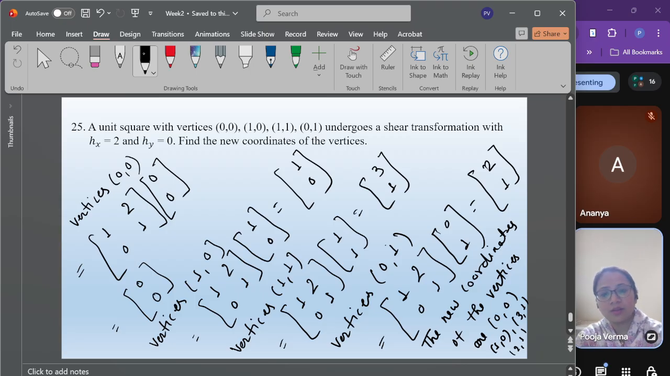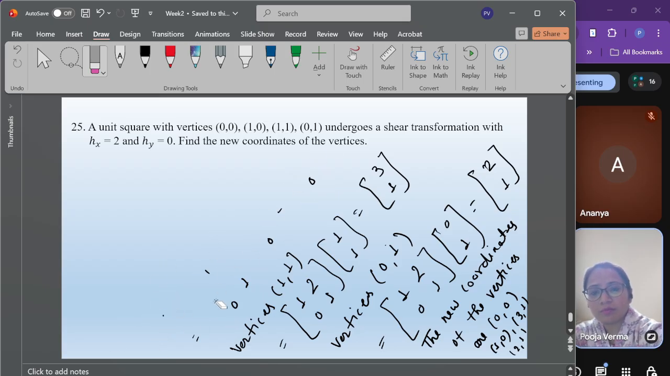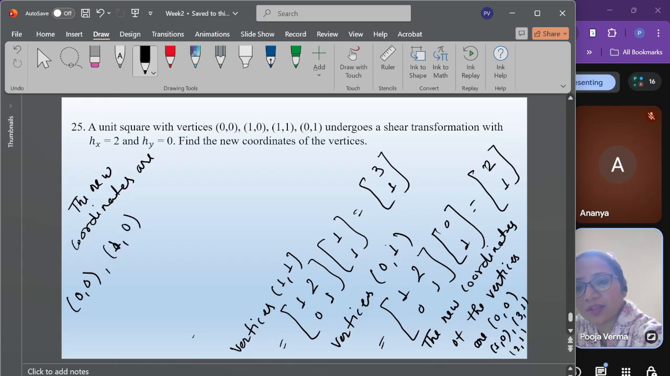Okay, so I'm just removing it from here. I need that much space. So I'm writing the new coordinates here again. The new coordinates for each vertex are 0 0. The next one is again the same, 1 0. The third one is 3 1, and for the fourth one it is 2 1.